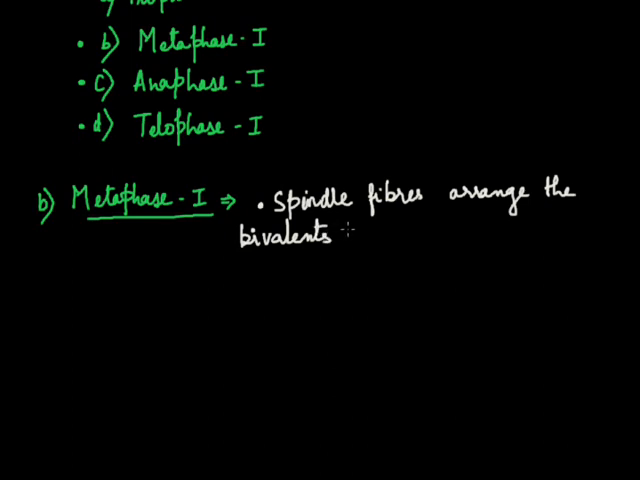Remember, a bivalent consists of two chromosomes, or a pair of homologous chromosomes. This arrangement of bivalents at the equator of the cell leads to the formation of the double metaphase plate or the double wall, because two chromosomes are present in a homologous pair.